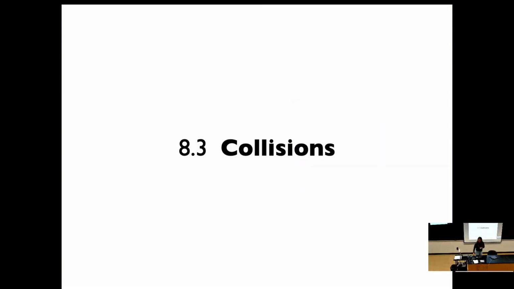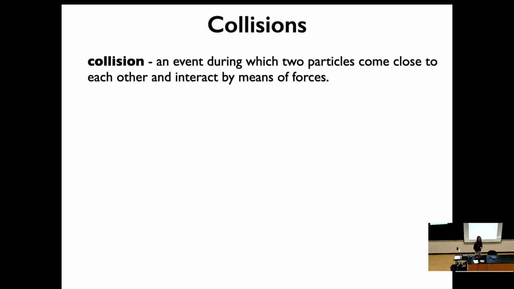All right, so let's talk about collisions. The definition of a collision is an event in which two particles come close to each other and interact by means of some force. That could be just the normal force of two things hitting each other. If you have magnets, they could repel and bounce off of each other without actually contacting. If they're charged, they can also interact without actually contacting.